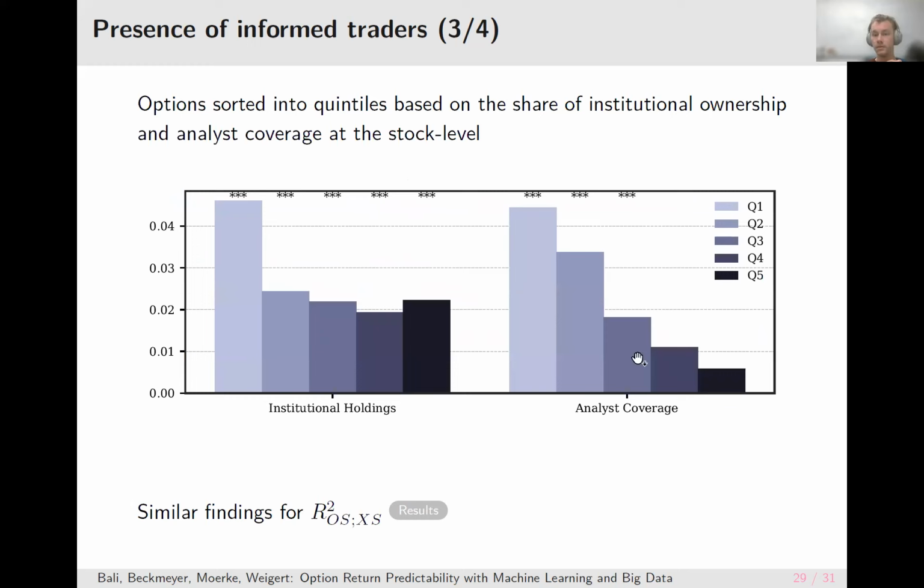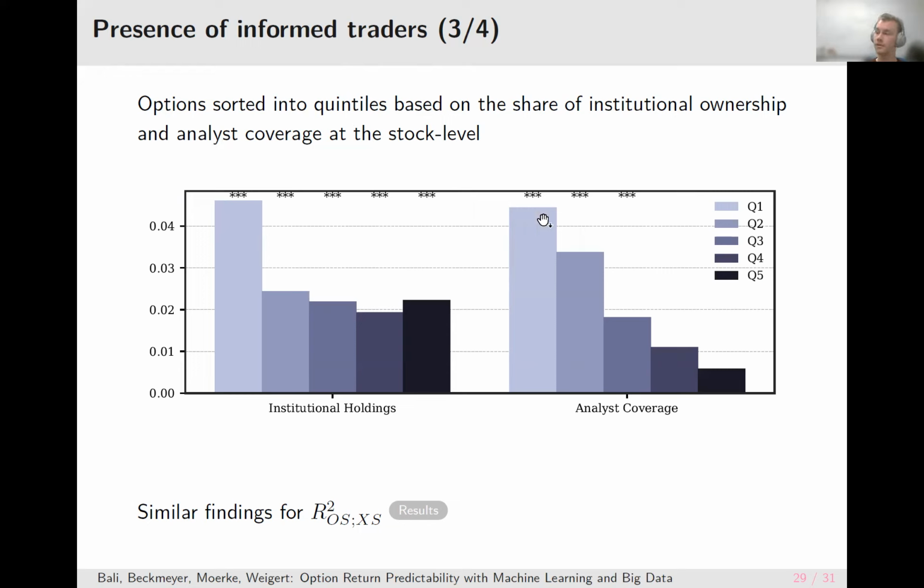If we do this, and first we will focus on the predictability, this is what we end up with. So we sort each option into quintiles based on the share of institutional ownership and the analyst coverage at the stock level, and then have a look at whether we see changes in the predictability. And indeed, this is what we find, right? So for very low levels of institutional ownership, we find the highest level of option return predictability, which then drops quite heavily, but is still statistically significant.